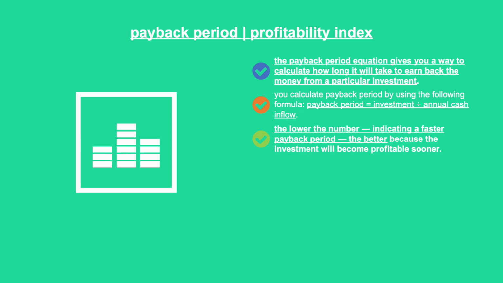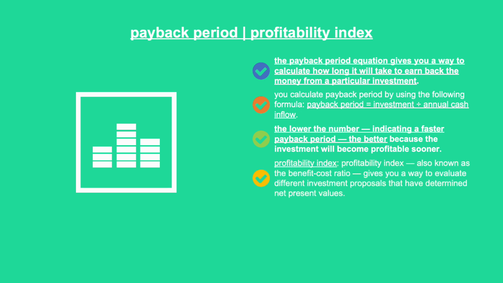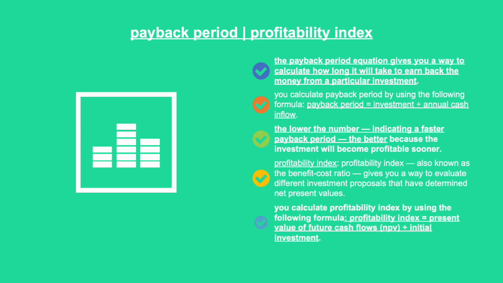Profitability Index. Profitability Index, also known as the benefit-cost ratio, gives you a way to evaluate different investment proposals that have determined net present values. You calculate Profitability Index by using the following formula. Profitability Index equals present value of future cash flows, NPV, divided by initial investment.